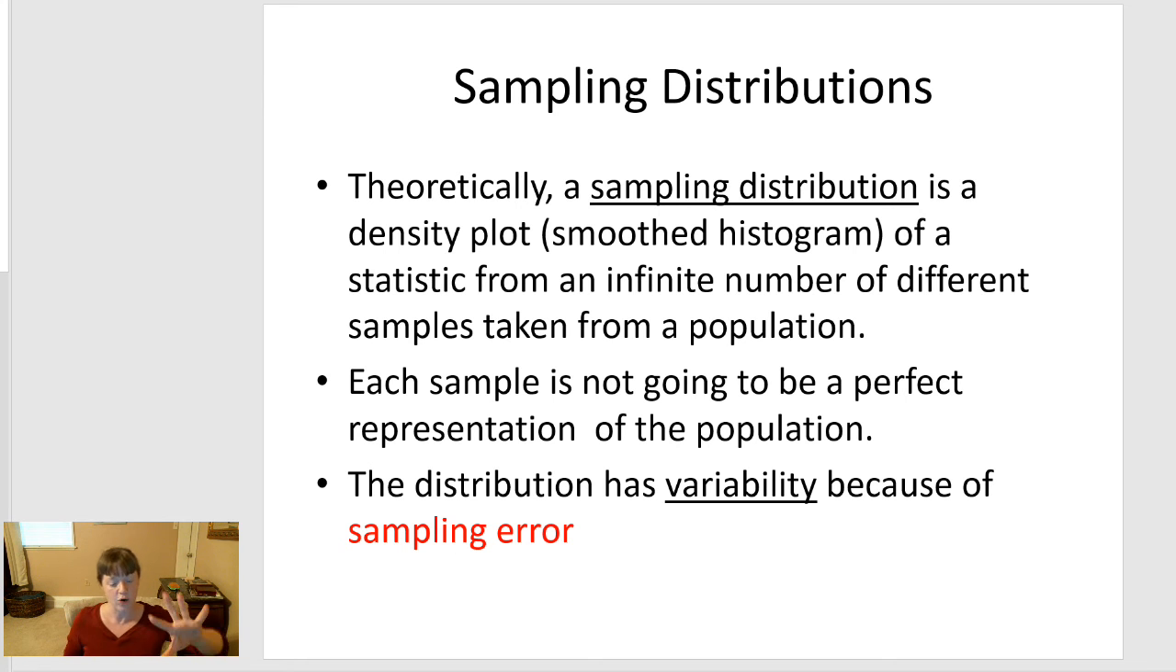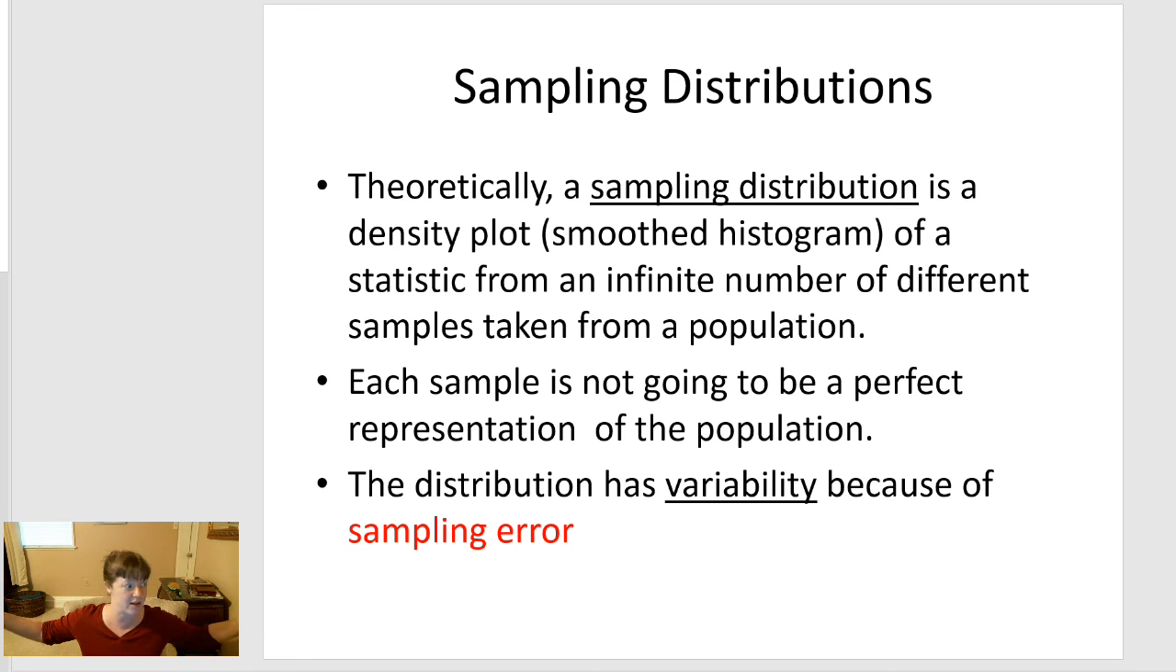So I'm going to grab a sample of 100 people, calculate their average extroversion, and then toss them back. Then another sample of 100 people, calculate their average extroversion, and toss them back. And then grab another 100 people, calculating their average extroversion, X bar, and tossing them back. And each one of these samples is probably going to be a little bit different from each other, right?